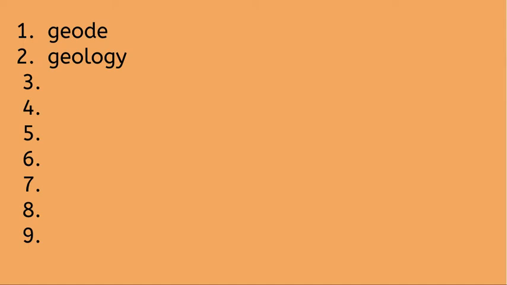Word number 3, geometry. Geometry is a kind of math that deals with shapes and figures, lines and points and angles. Geometry. Here's how to spell geometry.